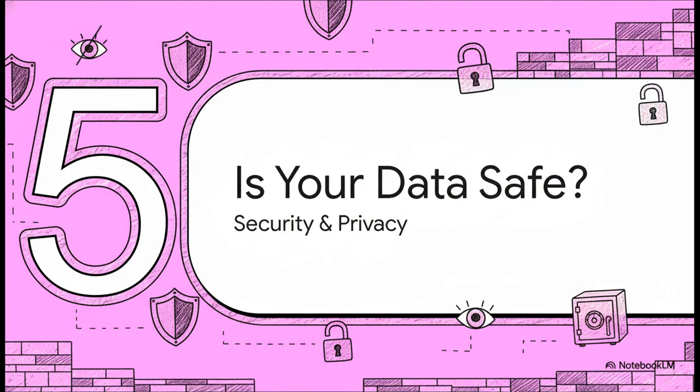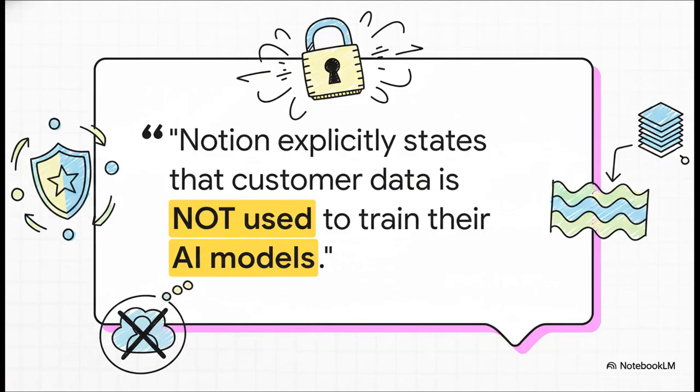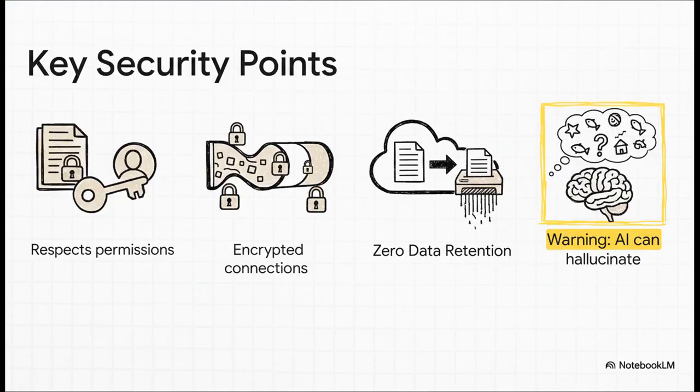Of course, anytime we start talking about feeding our private notes, our company's secret plans, or our personal journals into an AI, there is one question that trumps everything else. Is my information safe? And Notion is really, really clear on this. Their policy is rock solid. Your data is never, ever used to train their AI models. What's yours stays yours, period. On top of that, the AI respects all your existing permissions. It can't see pages you can't see. All the connections are encrypted, and their AI partners have a zero data retention policy. Now, the one big warning to keep in mind is that, like any AI, it can sometimes hallucinate, just make stuff up. So a little human oversight is always a good idea.